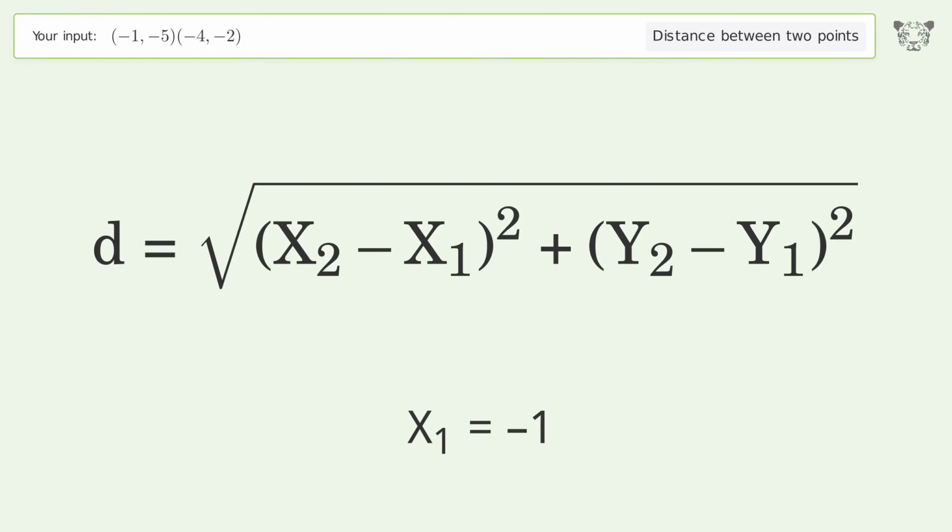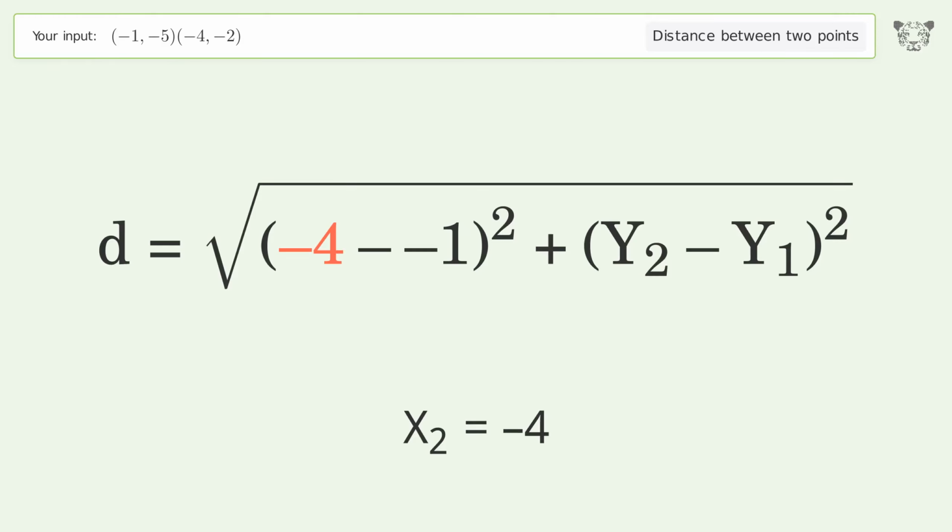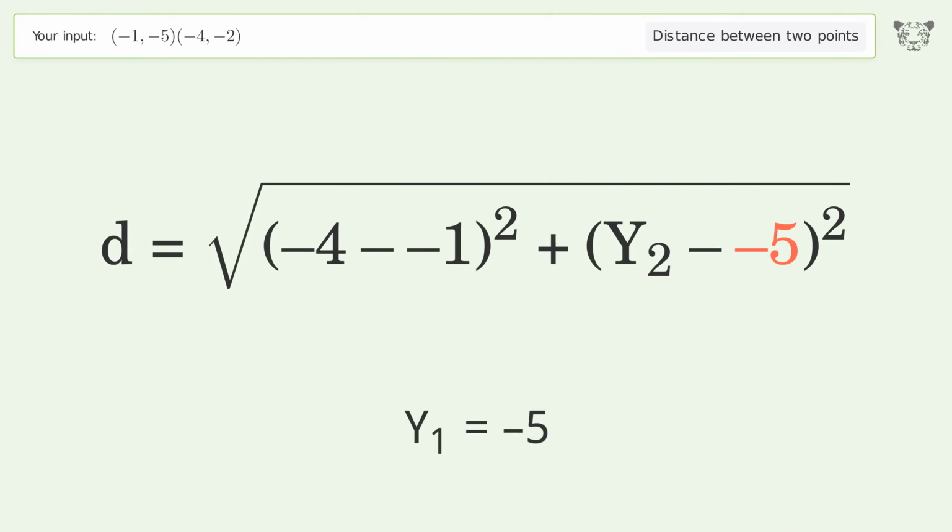x1 equals -1. x2 equals -4. y1 equals -5. y2 equals -2.